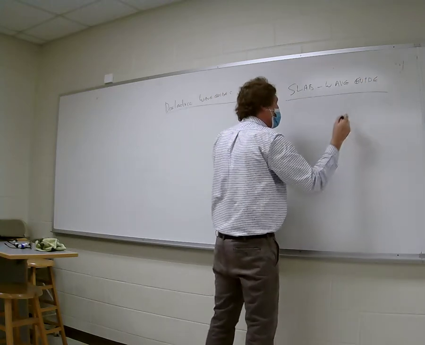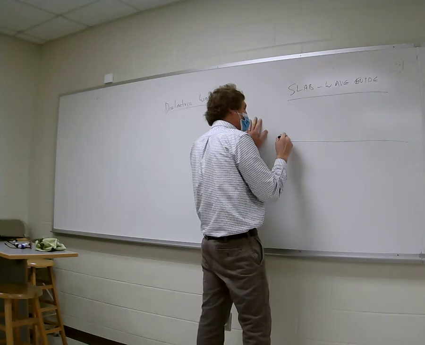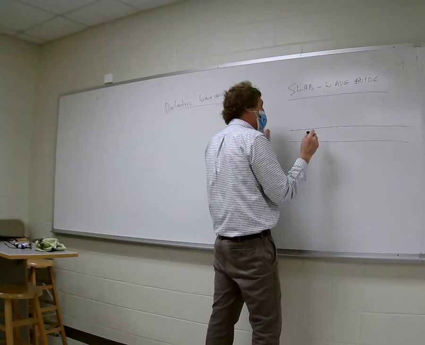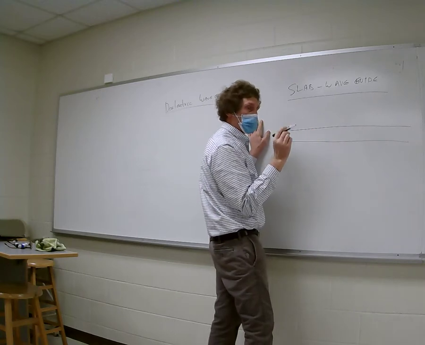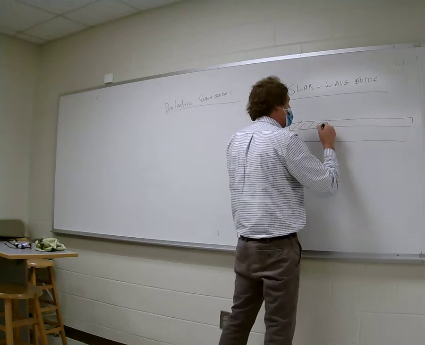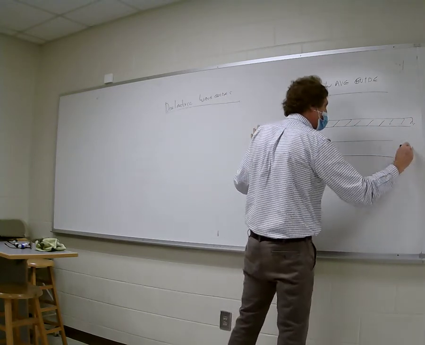When I talk about a slab waveguide, it's like this. You're going to have something, a substrate, like this. And this is just one form of a slab waveguide. Then above here, you're going to have some material, and below here you have some material.